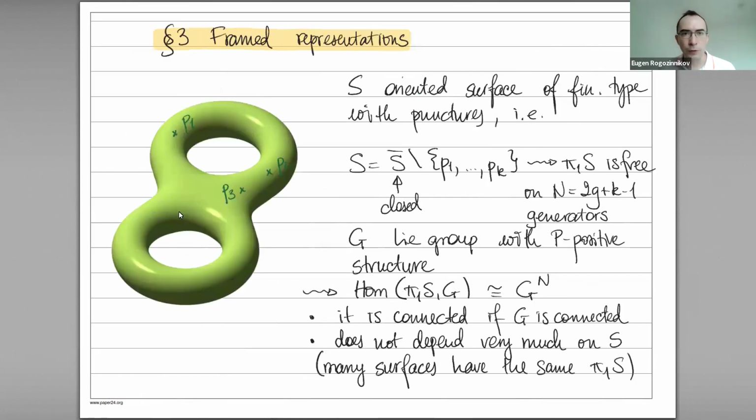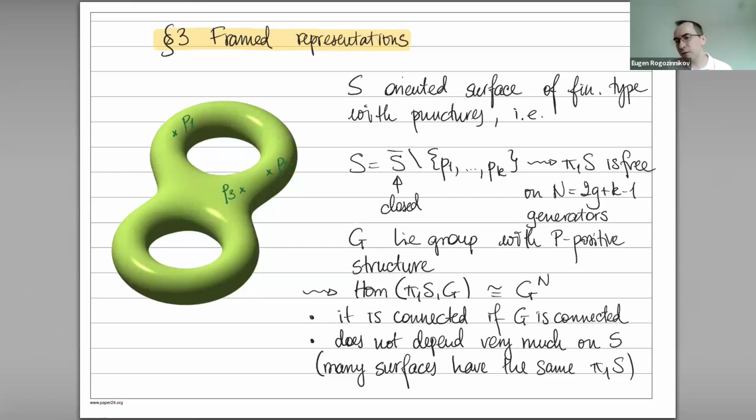Okay, and now we can go to representations. So now we take a surface as before, and we will discuss only the punctured surfaces. That means that our surface is the closed surface, so the compact without boundary, and we remove a finite collection of points, P1, ..., Pk. In this case, the fundamental group of our surface is always free. And if we pick some Lie group, G, say with positive structure, then the character variety is just G to the power n, because the group is free.